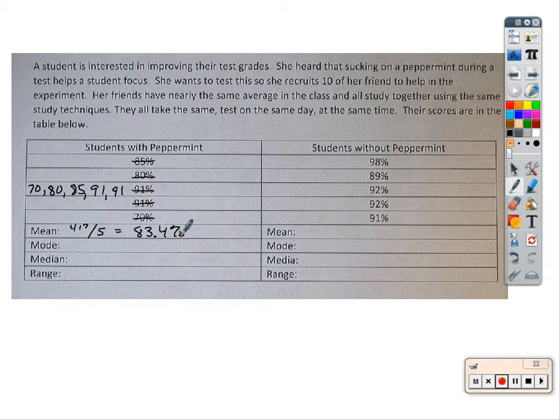Mode is the most repeated number, and I only have one repeated number here. That is 91. Remember, a data set can have no mode. It can have more than one mode if you have 2 numbers that are repeated the same amount of times.